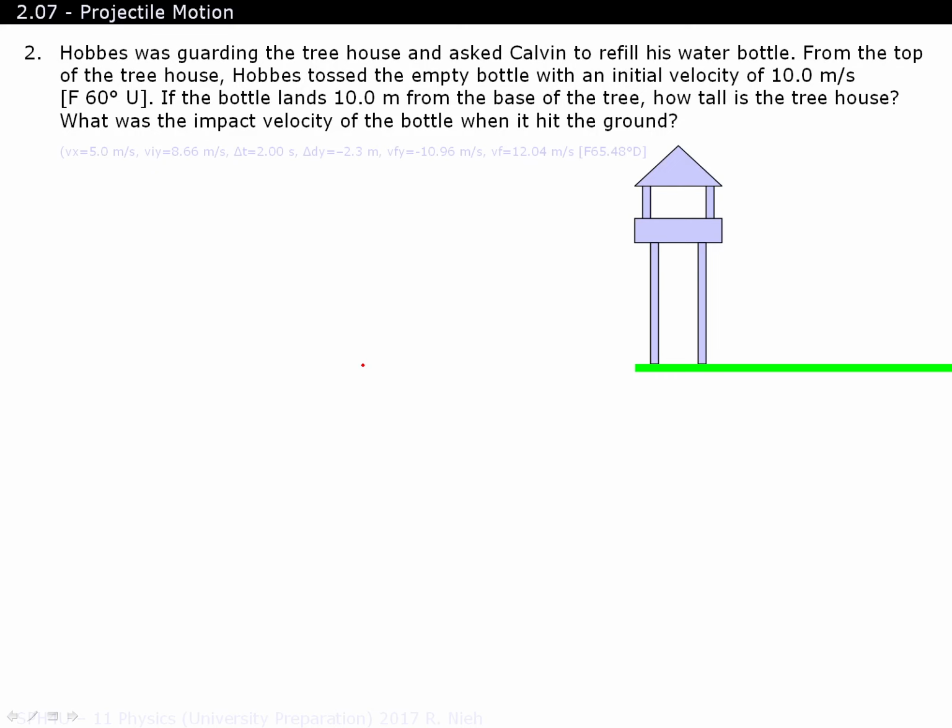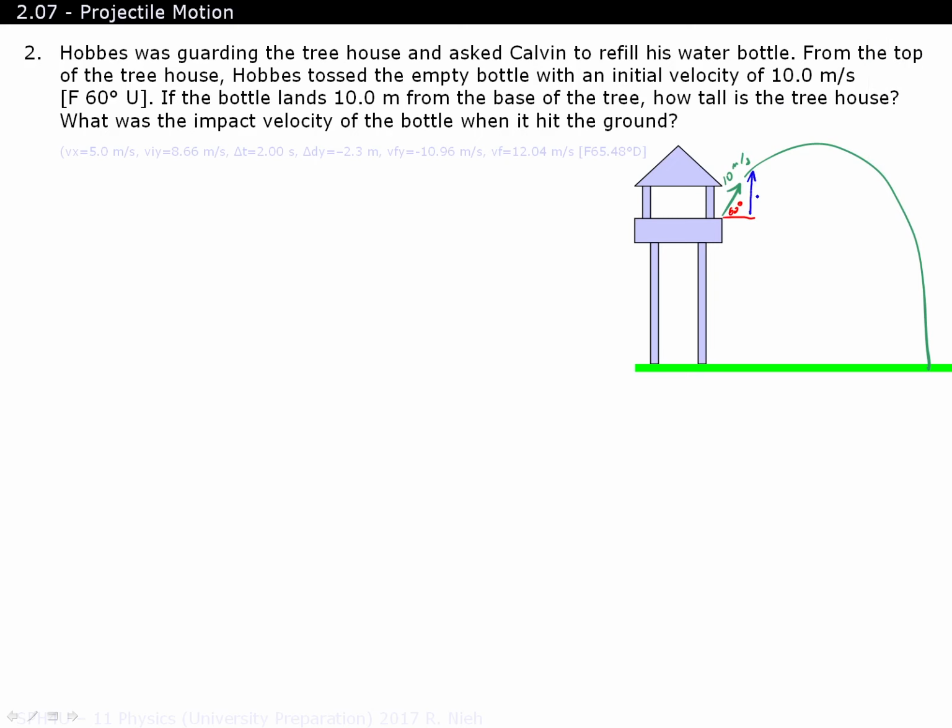Here's another question. There's a lovely stuffed animal, and his name is Hobbs, and he decides to toss a bottle. And he throws it in a projectile path that looks like this. So during the projection, he launches it at a speed of 10 meters per second at an angle of 60 degrees above the horizontal.